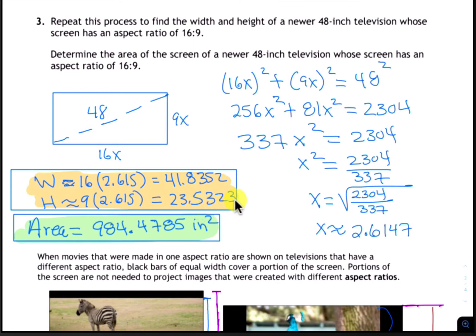23.5323. Then the area is multiplying the width times the height. So that area is 984.4785 square inches.